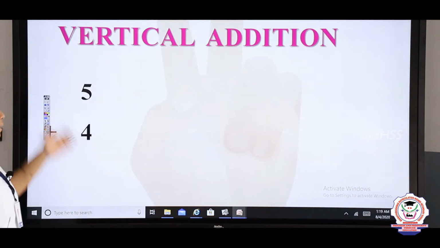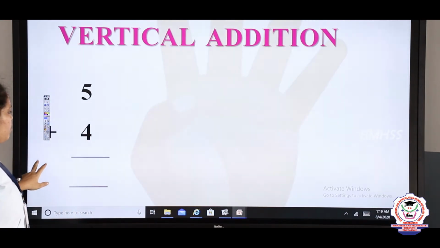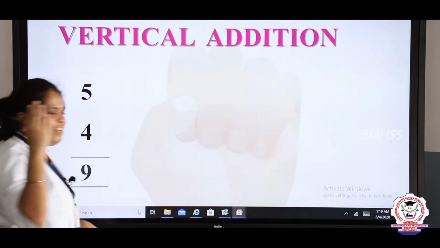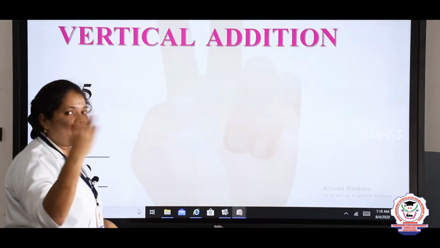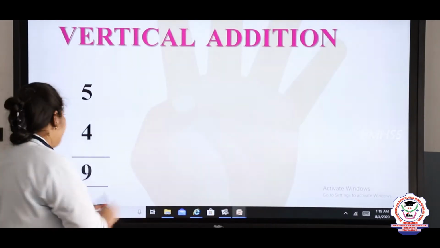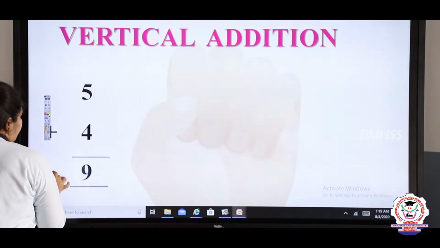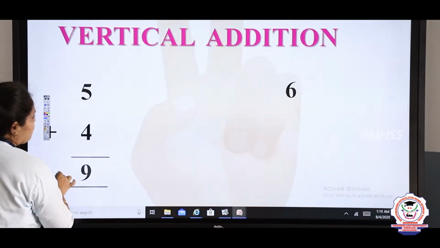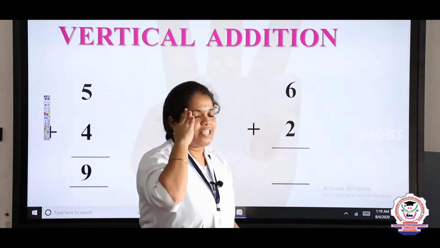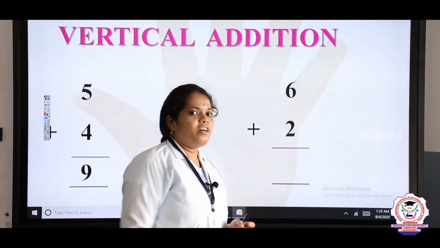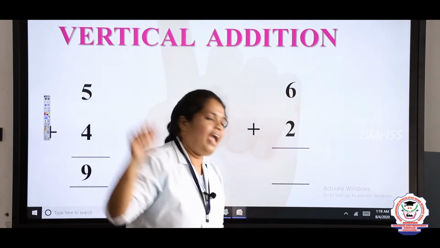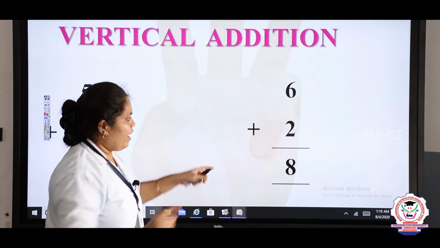Tell me, 4 plus 5 gives 9. 5 in a mind, 4 in a finger. 5, after, 6, 7, 8, 9. Very good. See the next problem. 6 and 2, what should be in your mind? 6 in your mind, 2 in a finger. 6, after, 7, 8. 8 is your answer.